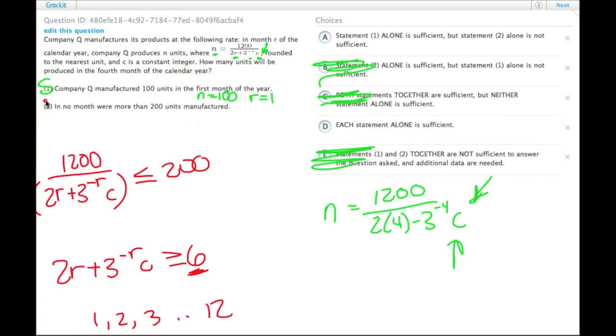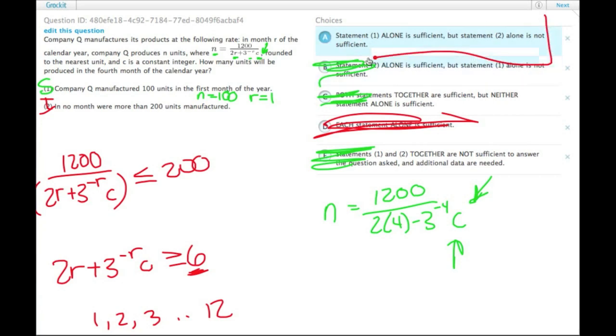So statement 2 is insufficient on its own. We cross off D. We already established statement 1 is sufficient, so we select A.